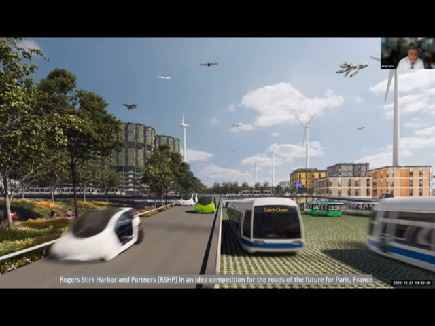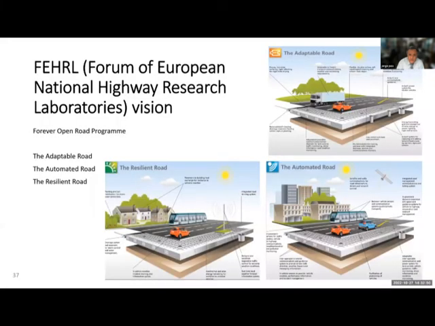So in terms of the future, it's not easy to define what the future will be, but there are some people that try to think about that. One of them is the Forum of European National Highway Research Laboratories. A couple of years ago, they defined what will probably be the future. And they said that the future of road pavements, or of roads, will be based on these ideas.